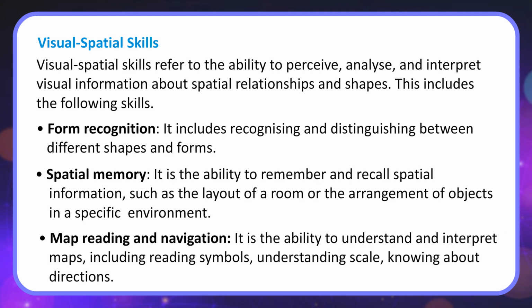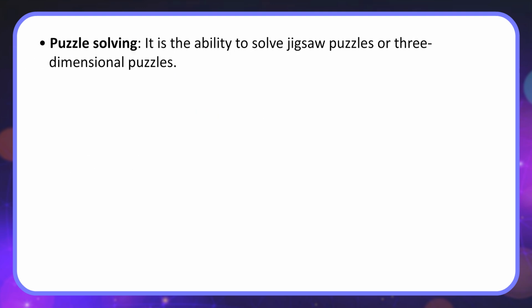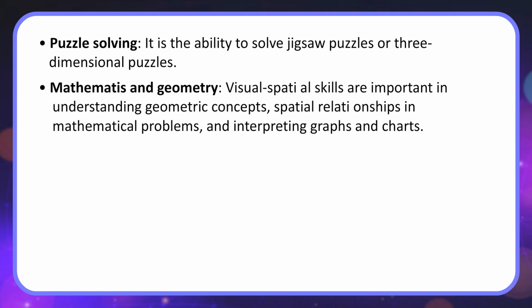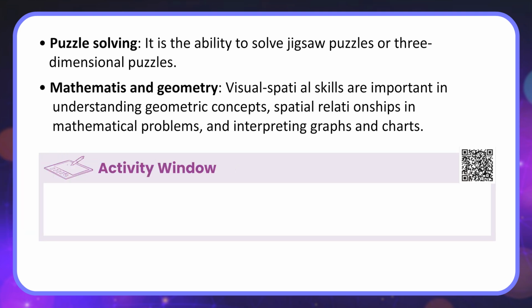Map reading and navigation. It is the ability to understand and interpret maps, including reading symbols, understanding scale, knowing about directions. Puzzle solving. It is the ability to solve jigsaw puzzles or three-dimensional puzzles. Mathematics and geometry. Visual spatial skills are important in understanding geometric concepts, spatial relationships in mathematical problems, and interpreting graphs and charts.